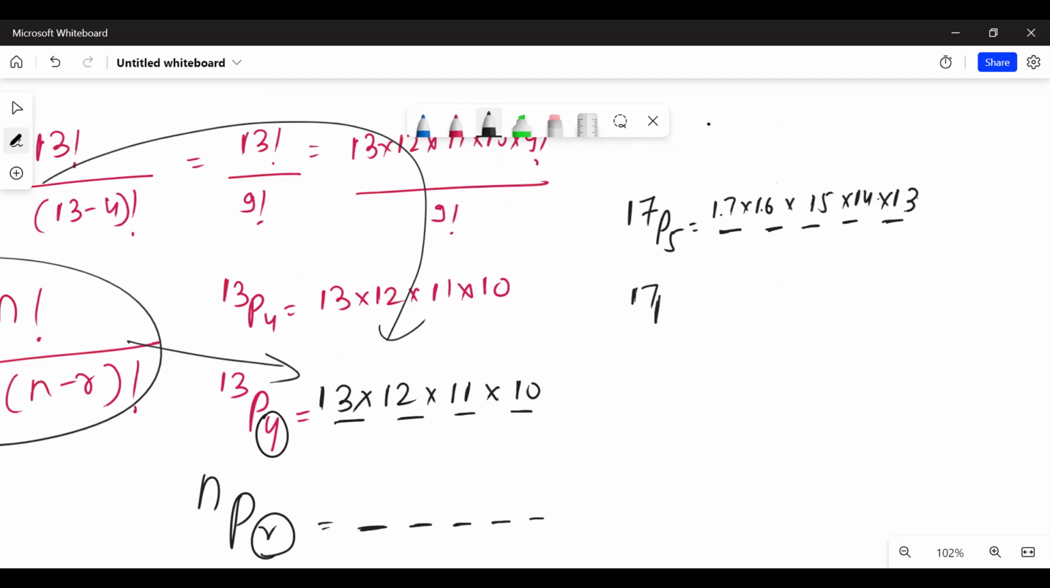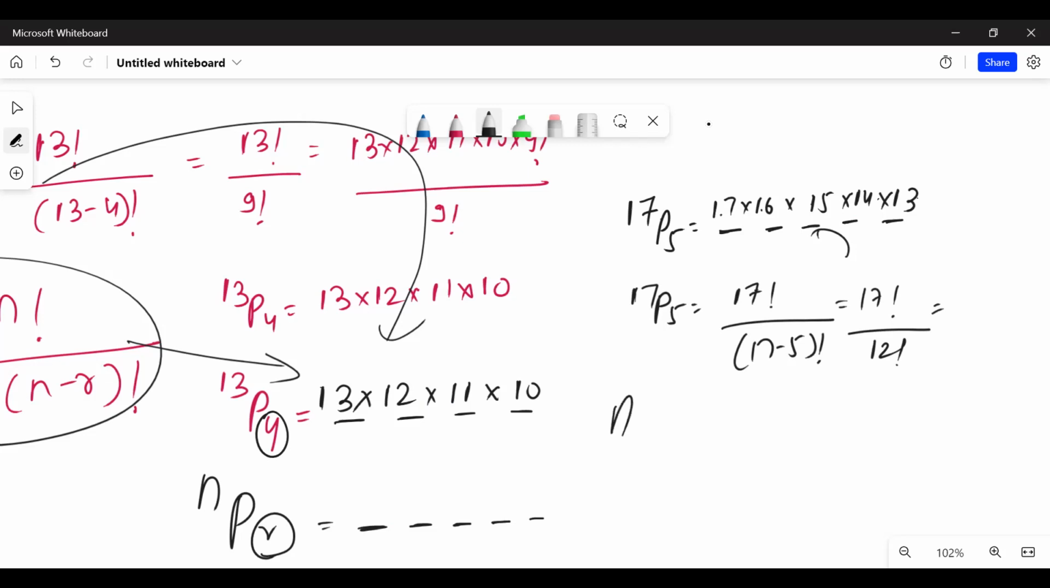If I solve this 17P5, 17 factorial by 17 minus 5 factorial, 17 factorial by 12 factorial, if you do this, you will get this answer only. So I just want you to save your steps.